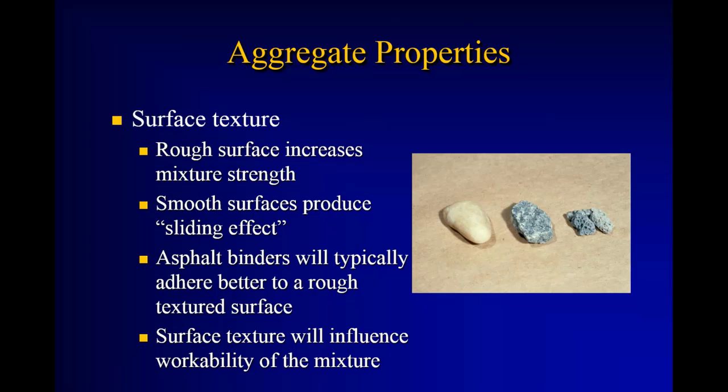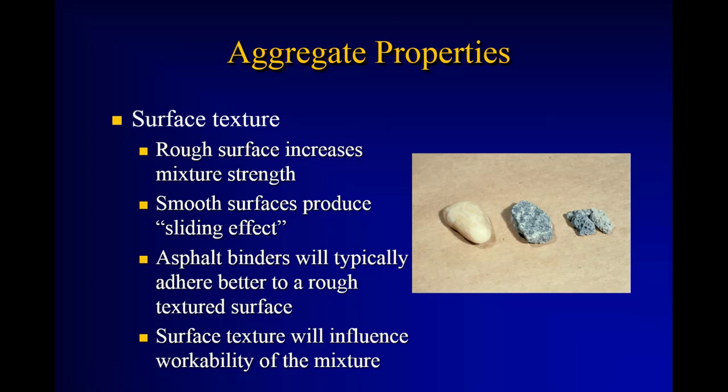As I mentioned, the three big factors for VMA are gradation, or particle size distribution, shape of the aggregate, and texture. And that's what gives us the cohesive strength, the internal strength of the mix, and then we put our asphalt binder in with it. Rougher surfaces increase mixture strength because of the friction itself. Smoother surfaces, like this one here on the far left, produce a sliding or ball bearing effect.